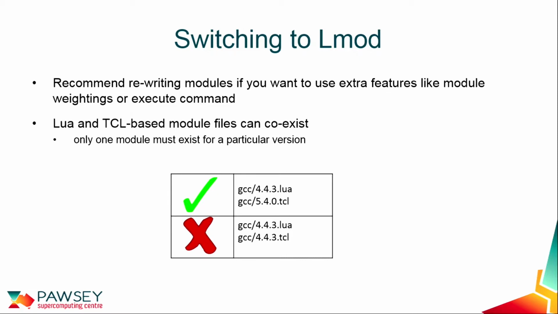You can hide modules, but the one that's most important in this case is weighting, because you can explicitly add weights to modules, so this will always sit first. So in terms of XALT, you want XALT to sit first in terms of binary paths and library paths, because it's basically a fancy wrap-up, which I'll explain later. If you're going to rewrite your modules, each module has to be explicitly either Lua or TCL based. You can't have both for the same module. But as long as you have one or the other, it will work fine.